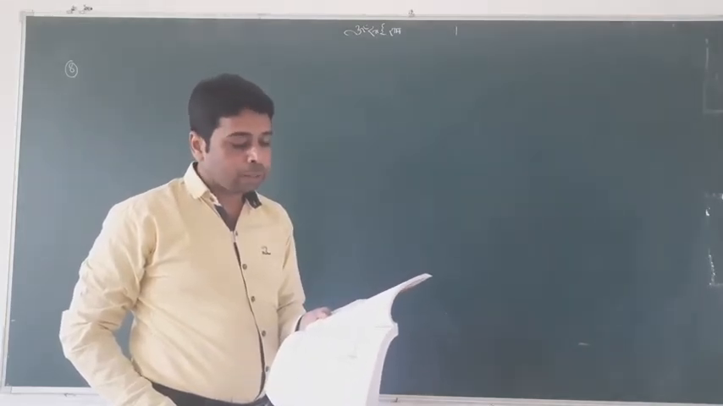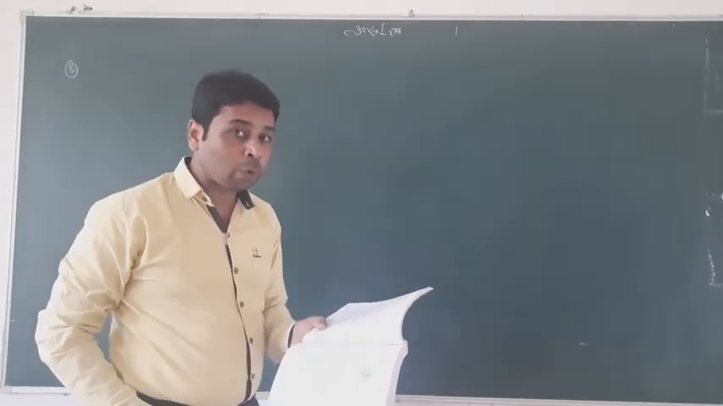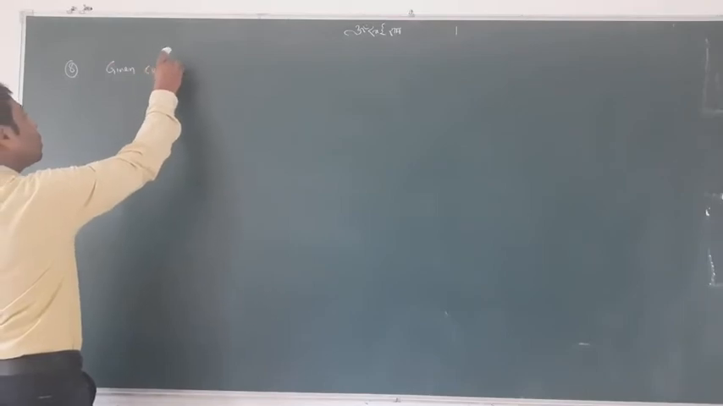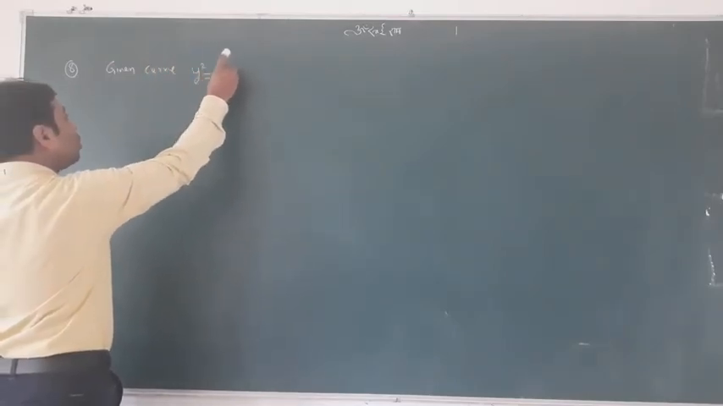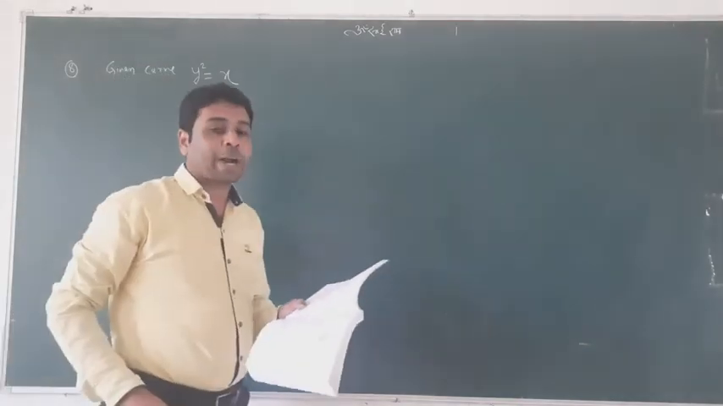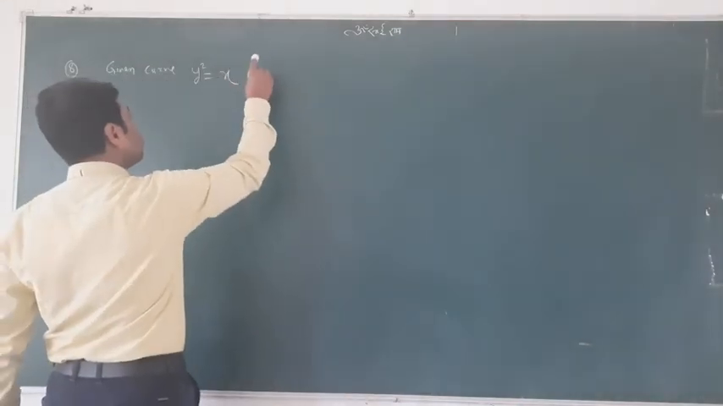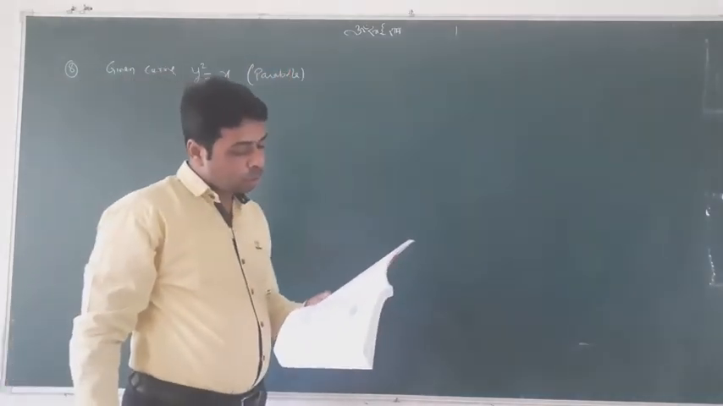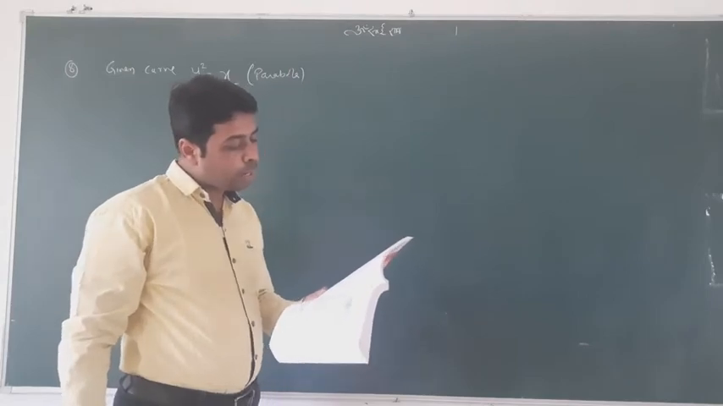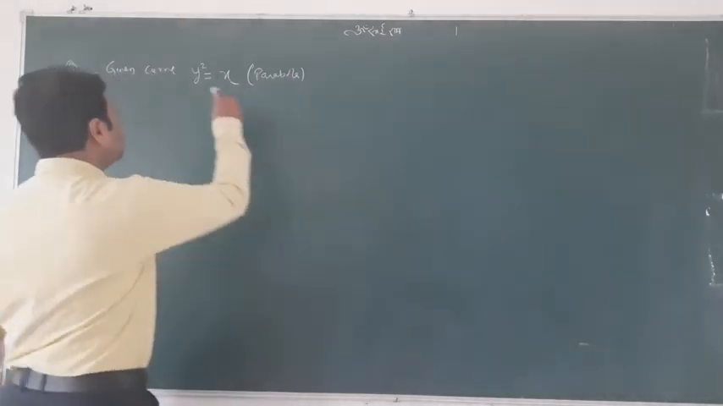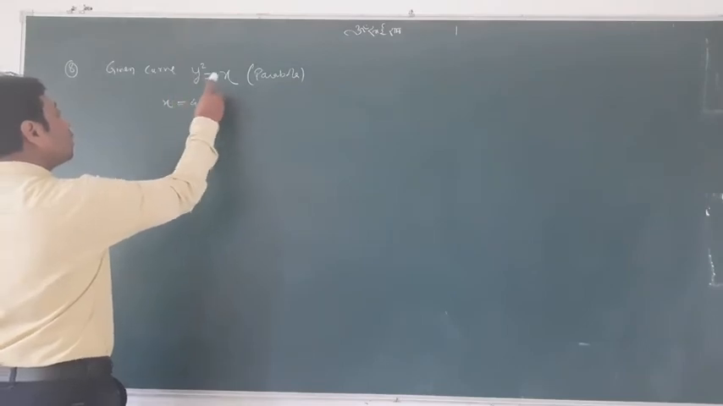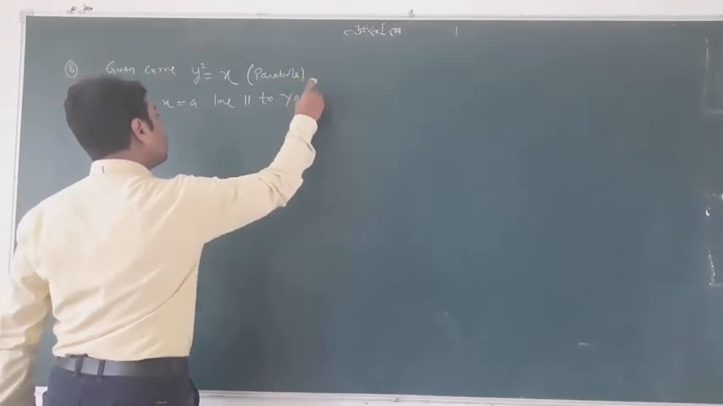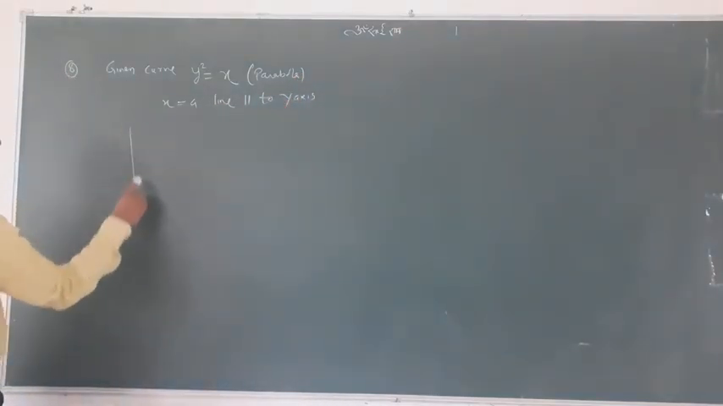Now a few things are given. The area between the given curve y square equal to x, which is a parabola, and x equal to a, x equal to 4, which is a line parallel to the y-axis. According to the question, can you see the picture?